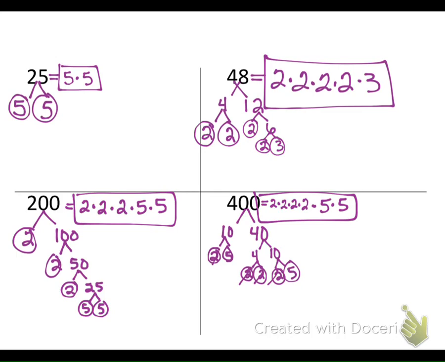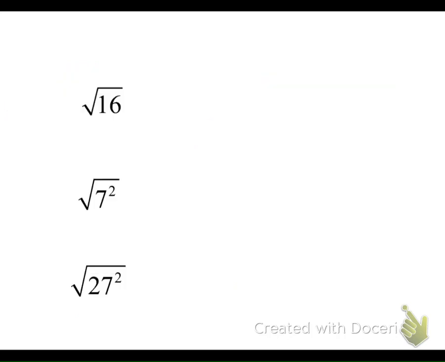Once you're done with the front side, flip it over to the back side. Now, looking at the back side, what do you notice? We're talking about what? My favorite. Square roots. So the first one, the square root of 16. Can you find the square root of 16 evenly? Yes, that's called a perfect square. But I like to see extra work. So, how do I show my work for the square root of 16?